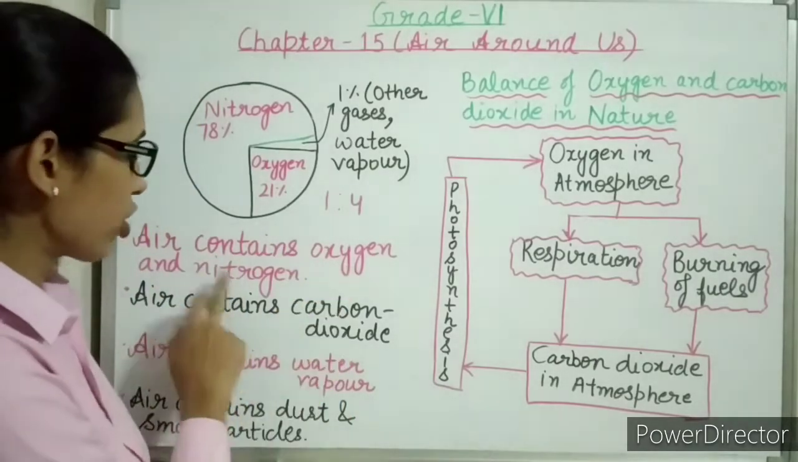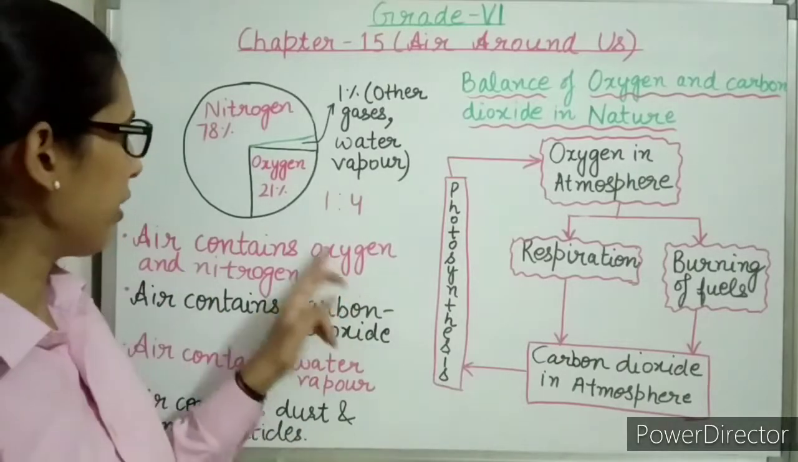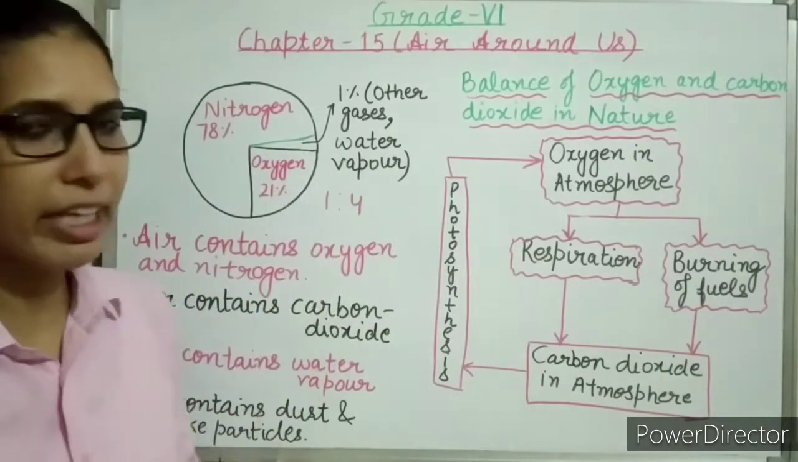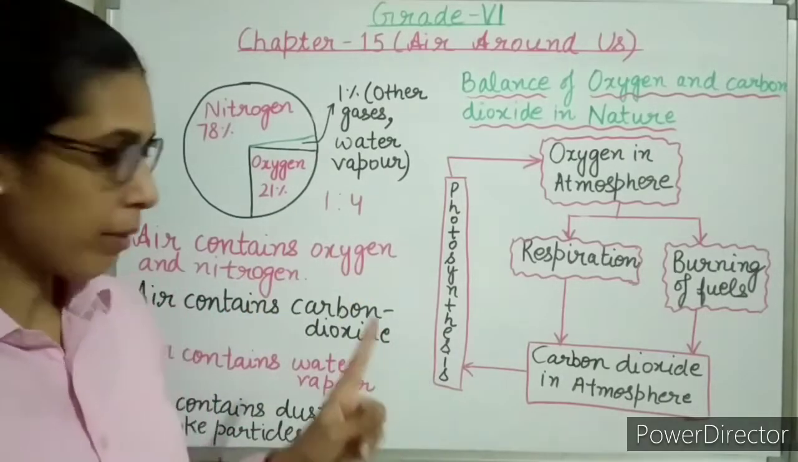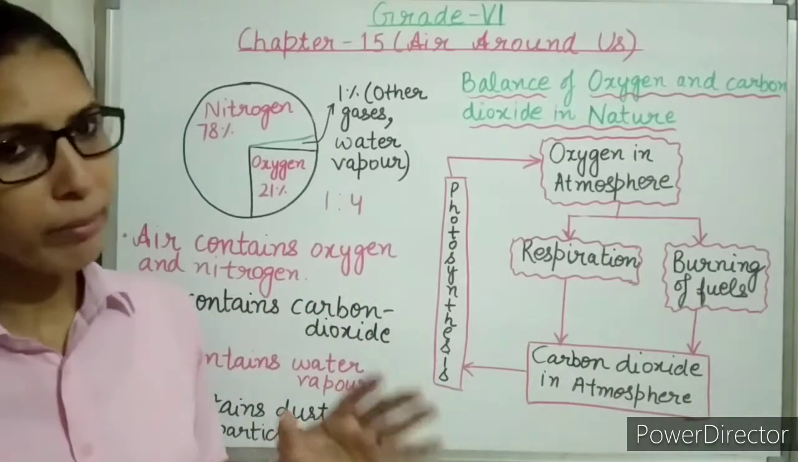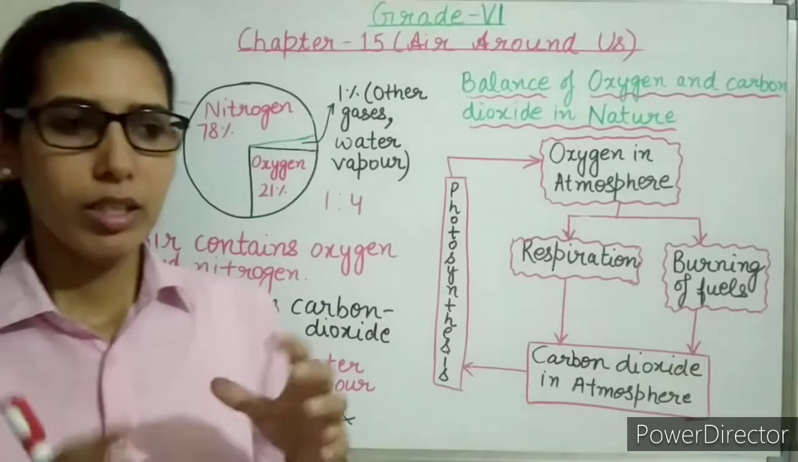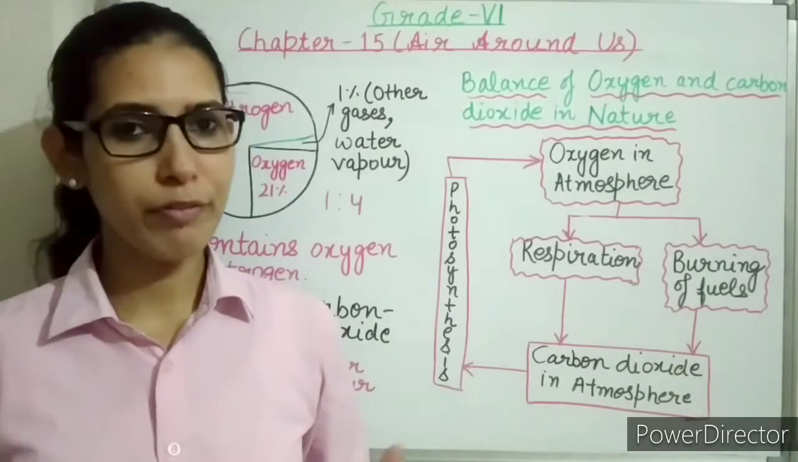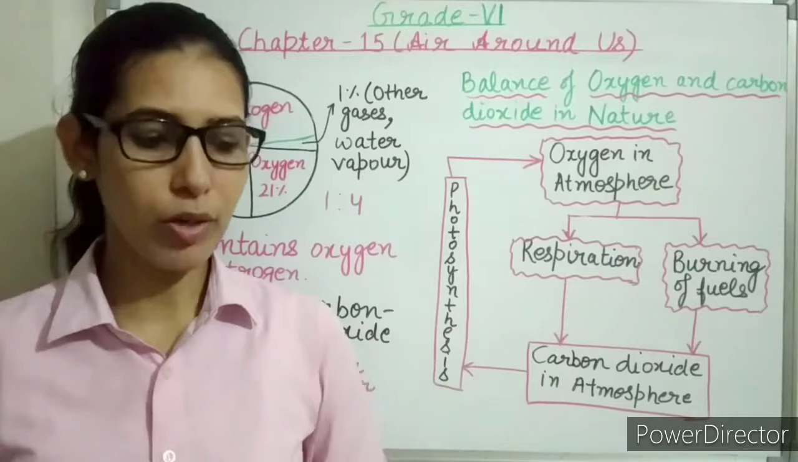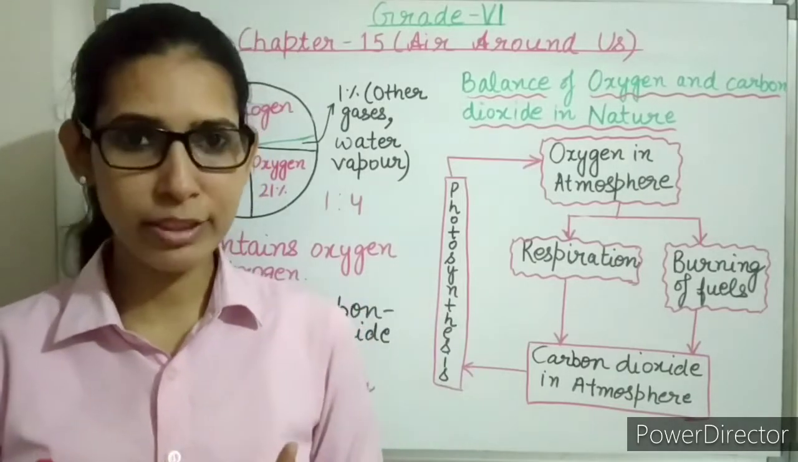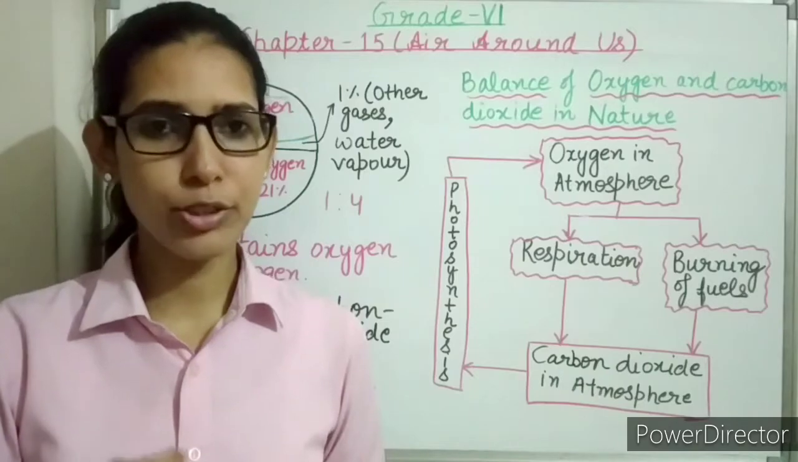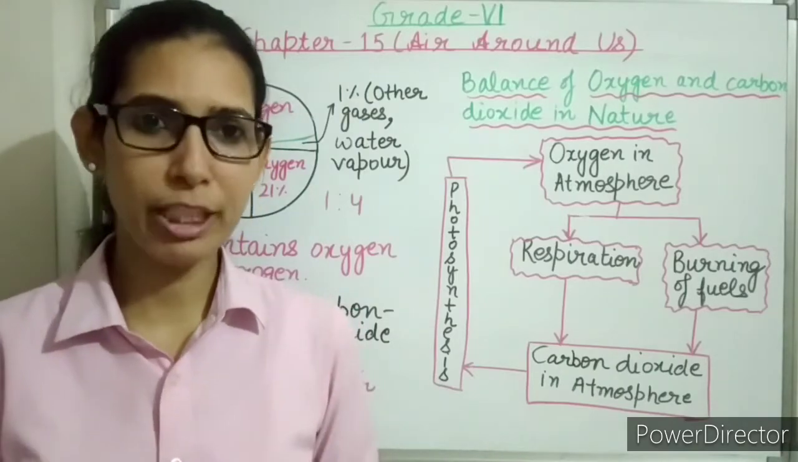Air contains oxygen and nitrogen. I told you air contains 21% oxygen and 78% nitrogen. Oxygen supports burning, but nitrogen doesn't support burning. Oxygen is very important for the survival of all living organisms because we all living organisms breathe oxygen. This oxygen is used for the respiration process.